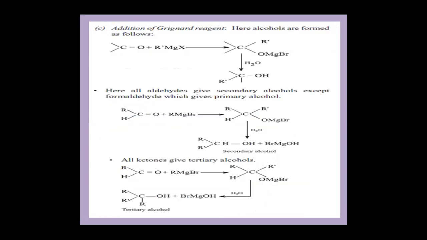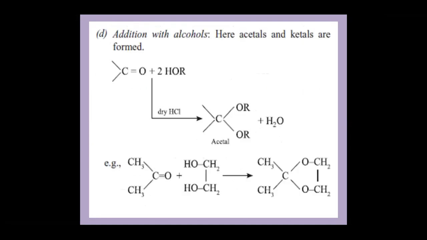Addition of Grignard reagent. Here alcohols are formed as follows. Whenever carbonyl compounds, aldehydes and ketones, react with the Grignard reagent followed by hydrolysis, they form alcohols. And remember that all aldehydes give secondary alcohols except formaldehyde, which gives only primary alcohols. All ketones give tertiary alcohols when reacted with Grignard reagent followed by hydrolysis.